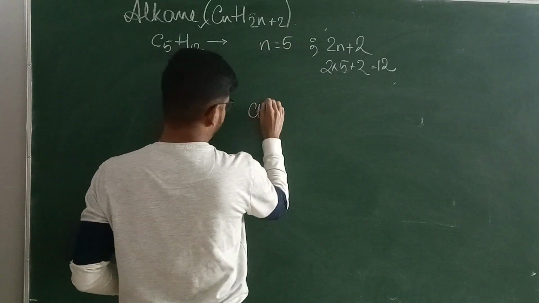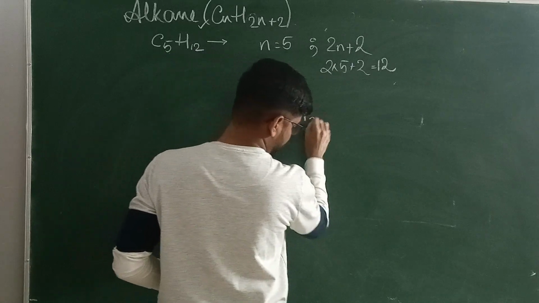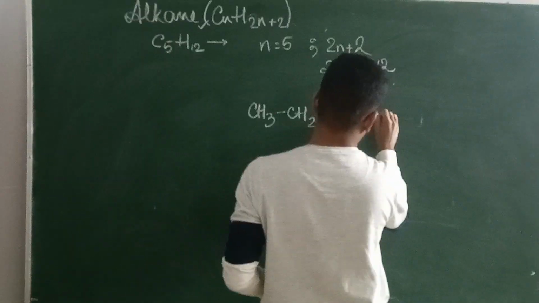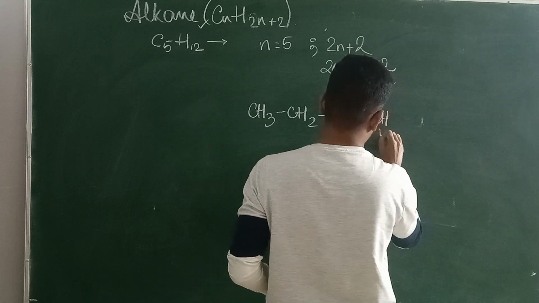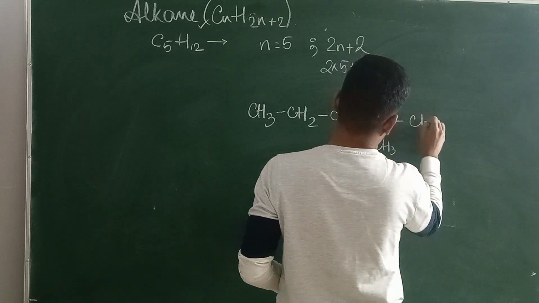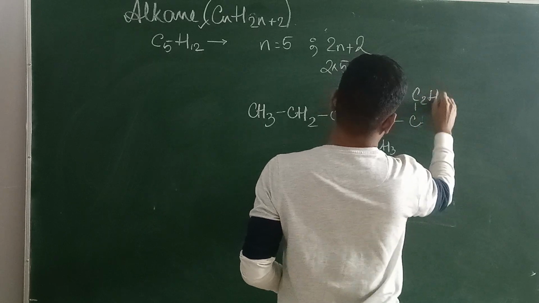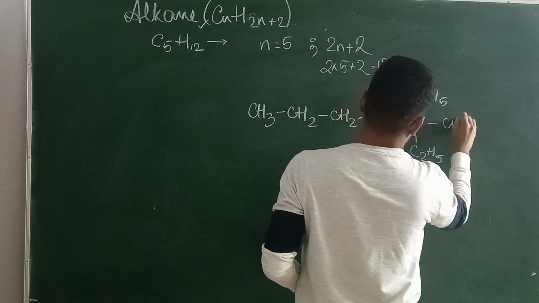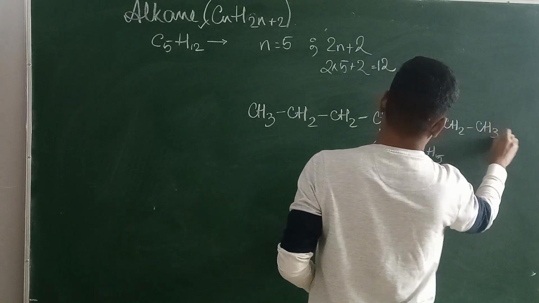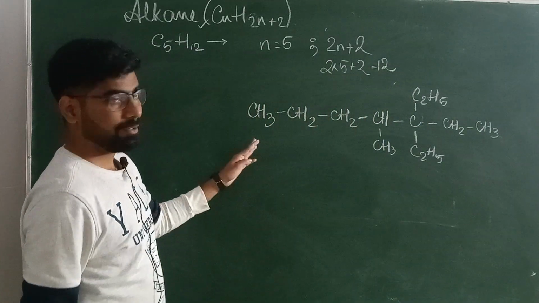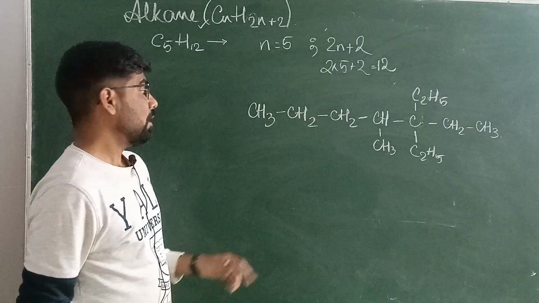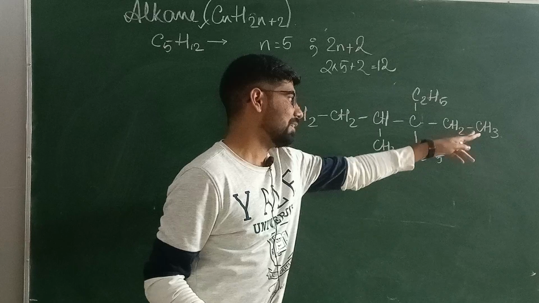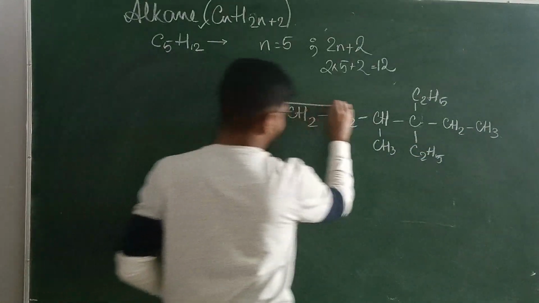Let's say we have a compound something like this one. Okay. And now the first thing is the longest carbon chain: 1, 2, 3, 4, 5, 6, 7. This one will be my longest carbon chain.